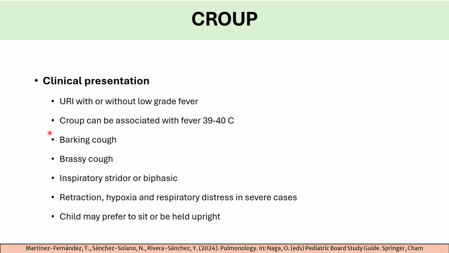You will get the classic barking cough. Once you hear it, you make your diagnosis. Or brassy cough. Inspiratory stridor. In more significant cases, you will hear the stridor, either inspiratory or biphasic.